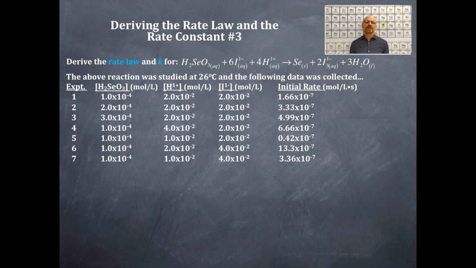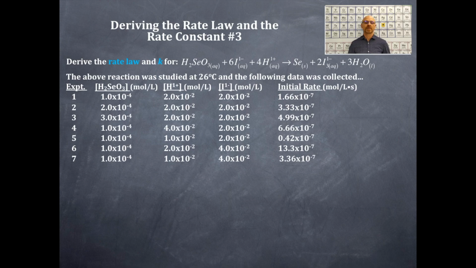So what we have here is 7 experiments. That's our first column on the left. Our next column is H2SeO3. That is the change in concentration of one of the reactants. The next column is the hydrogen ion concentration. That is the third column. Those are concentrations of hydrogen ion. The next column is the change in concentration of the iodide ion. Then the final column on the right-hand side is the initial rate. And the initial rate is moles per liter seconds. All the other concentrations are moles per liter.